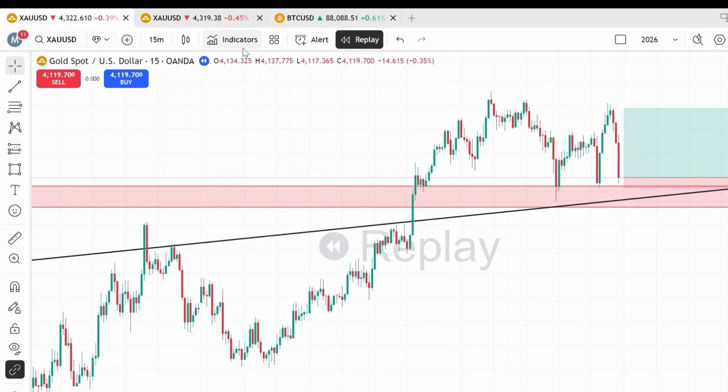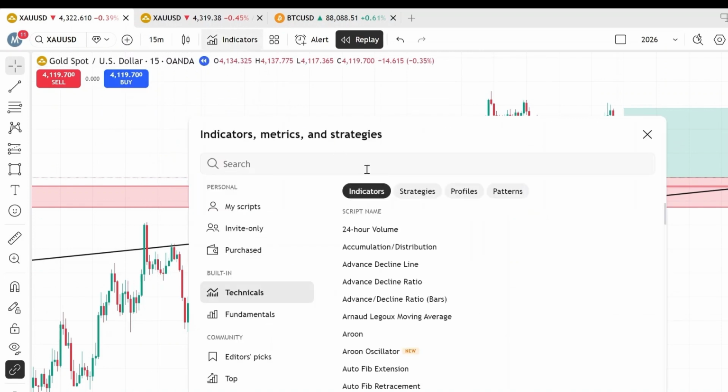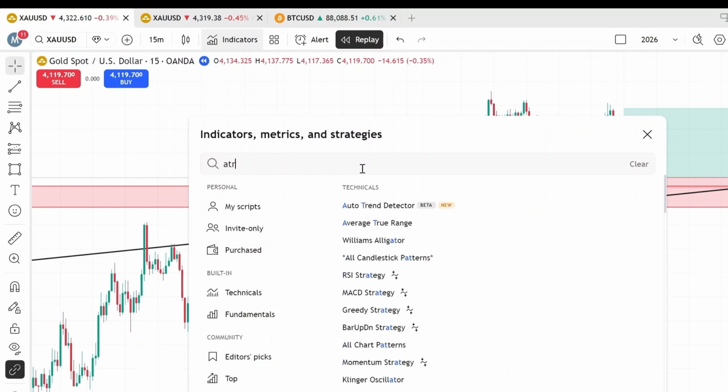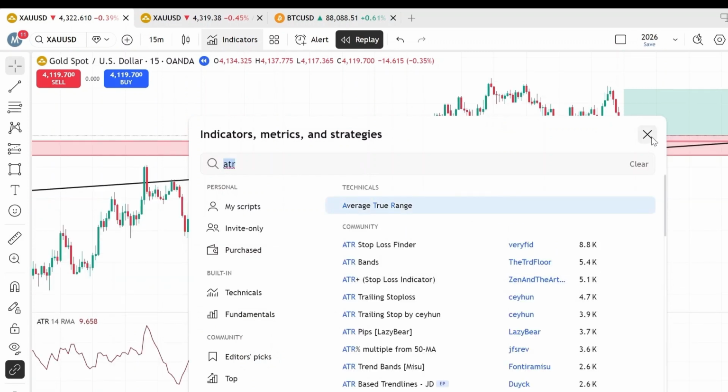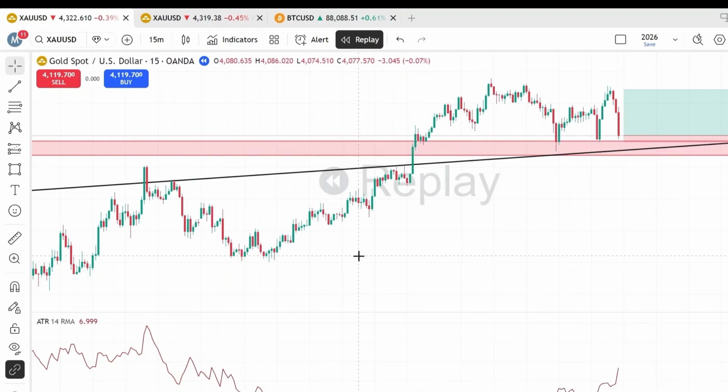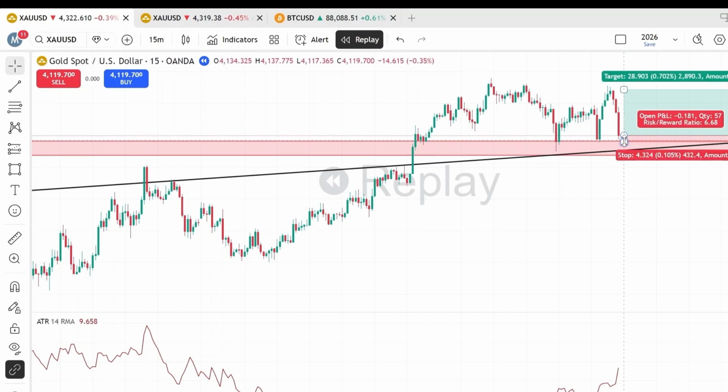But to which extent? To find out this, I use an indicator which is called the ATR. You can go to the indicator section and write down ATR. It will come on the top, the average true range indicator. Put your cursor on the candle which makes the previous lower low of the 15 minutes time frame, which we first took as a reference for our stop loss. When you put the cursor on it, on the downside you can see the value of the ATR which is 9.6.